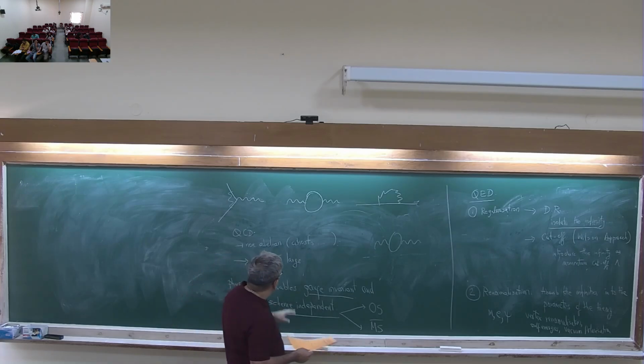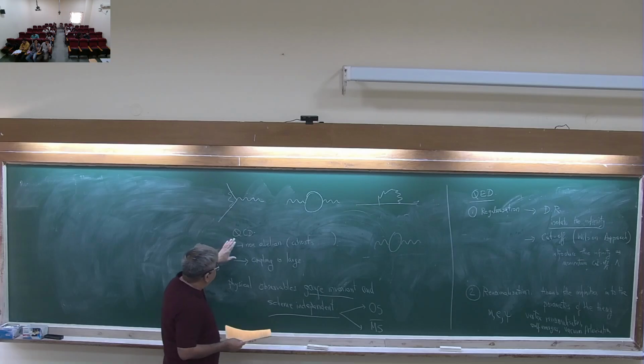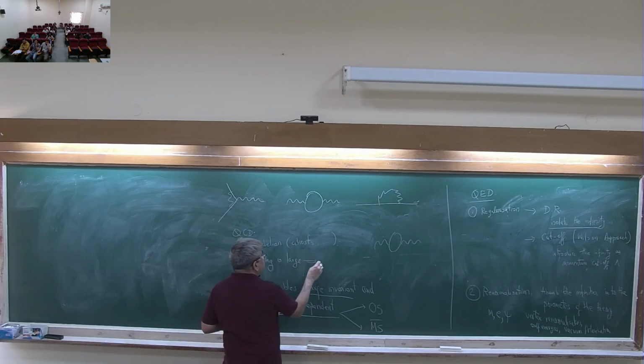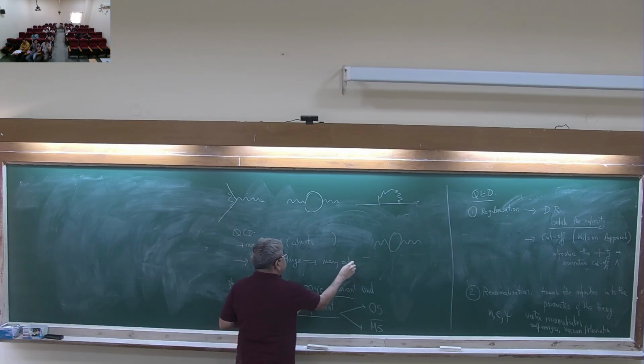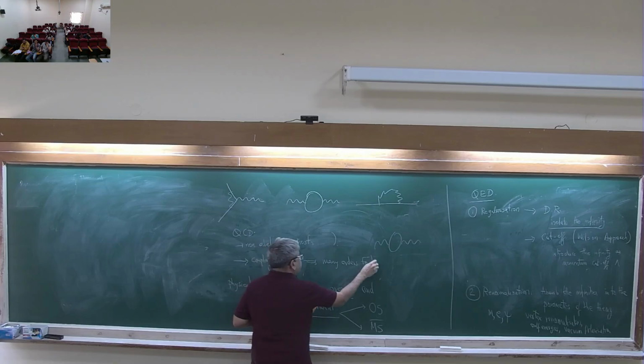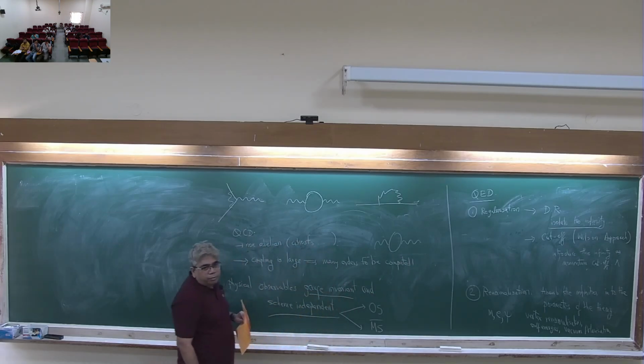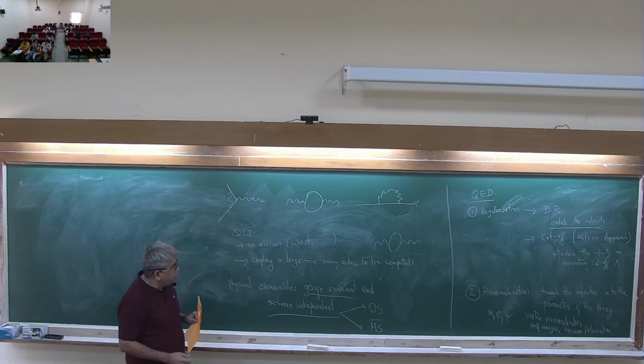This is about QED. In QCD, the non-abelian coupling is large. That's the only difference. So that means for matching with physical observables, many orders should be computed.